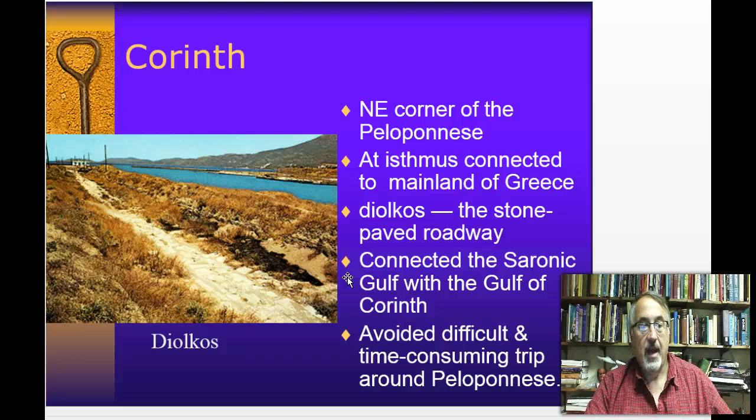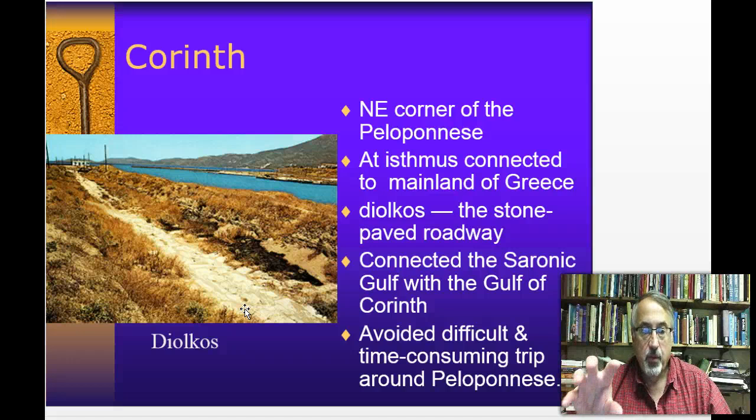There is a narrow isthmus that connects the Peloponnesus to the mainland. Near that isthmus is Corinth. This is the Diolkos, which is the stone paveway. Part of the reason that Corinth was such an important city, it was a harbor city. Sailors did not want to travel all the way around the Peloponnesus because it was dangerous, it was longer, there were some treacherous waters. So since they have this narrow isthmus of just a few miles across, there would actually be two harbors associated with Corinth, one on the east and one on the west.